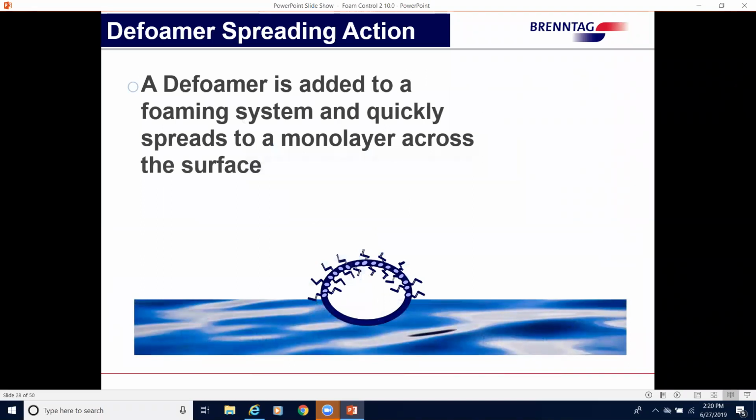Going into this slide, defoamer spreading action. When you add a defoamer to your system, as you can see here, bloop, we just added the defoamer. You want that agent to spread quickly across the surface of the system and ultimately begin to provide both a chemical and physical knockdown of the foam.